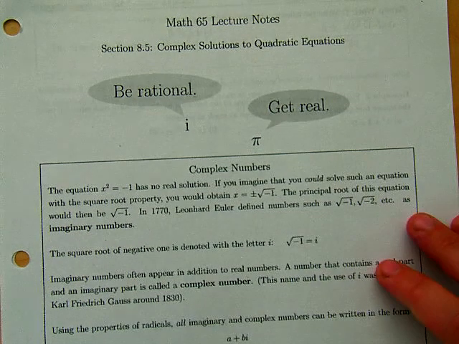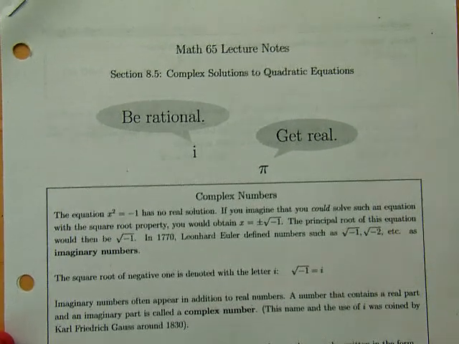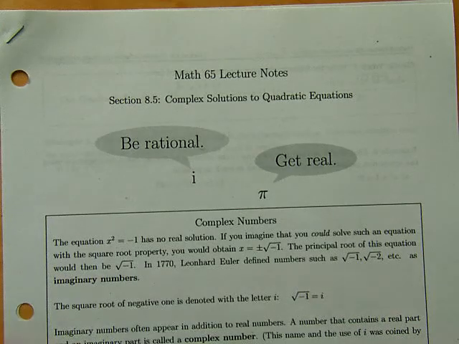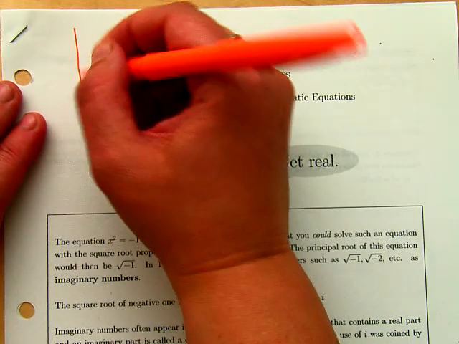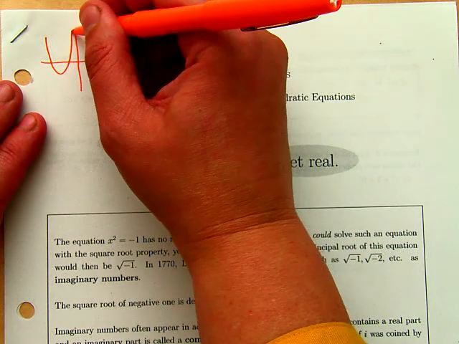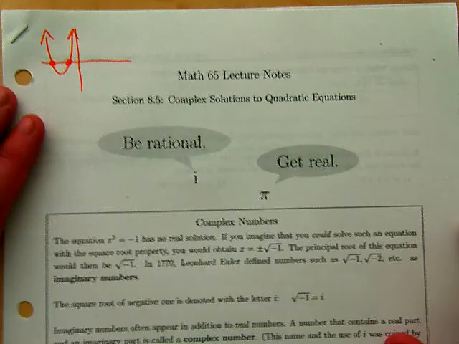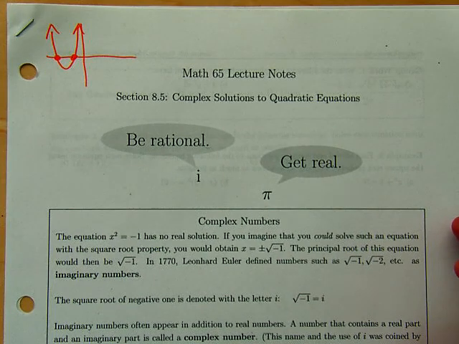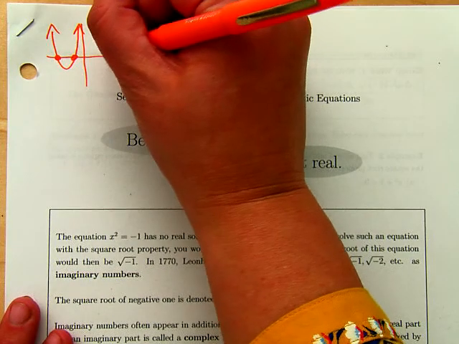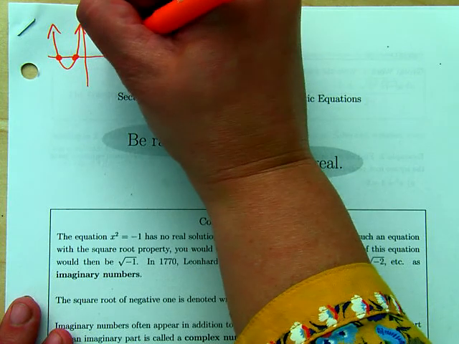Okay, so talking about complex solutions. Just now we were talking a little bit about the graphs of parabolas. You actually have three different options. A lot of times we were finding out that parabolas could have two x-intercepts. They could also have one x-intercept, touching down.